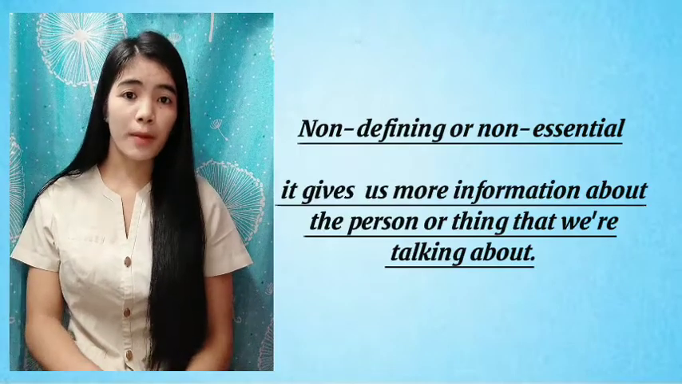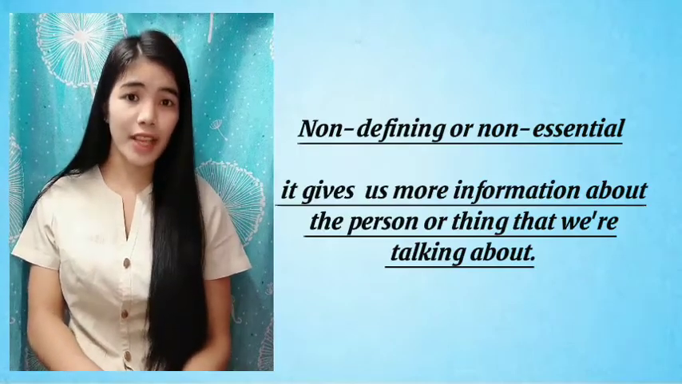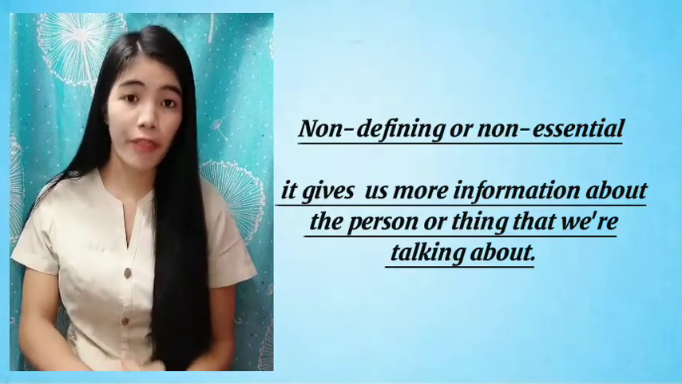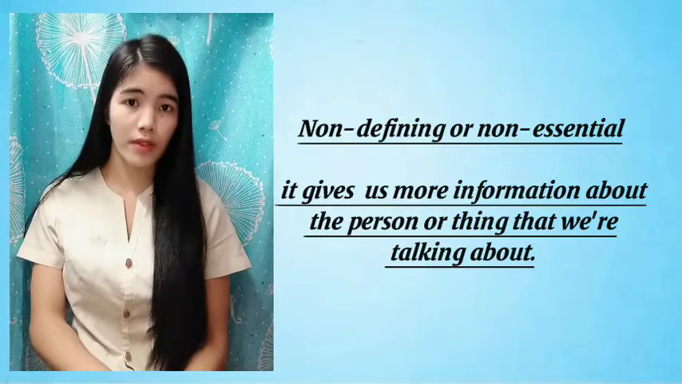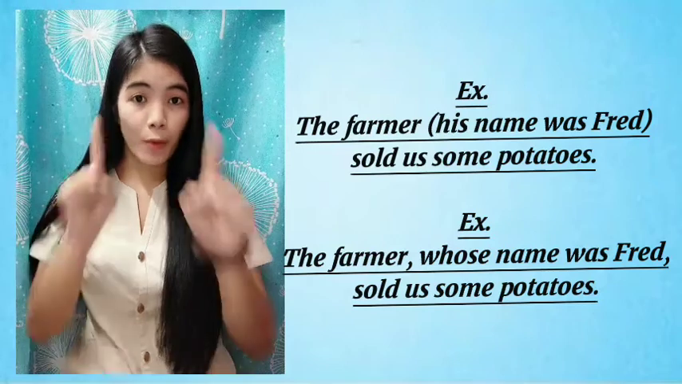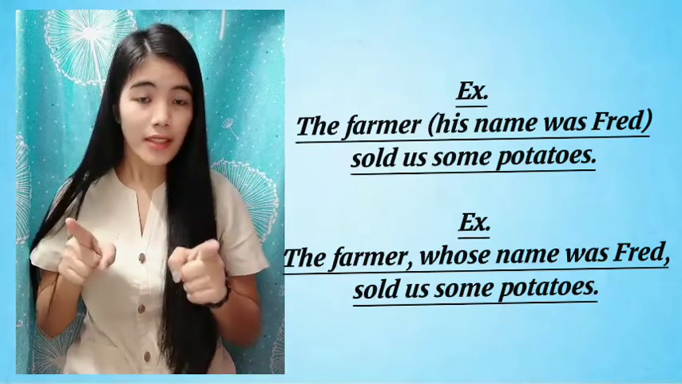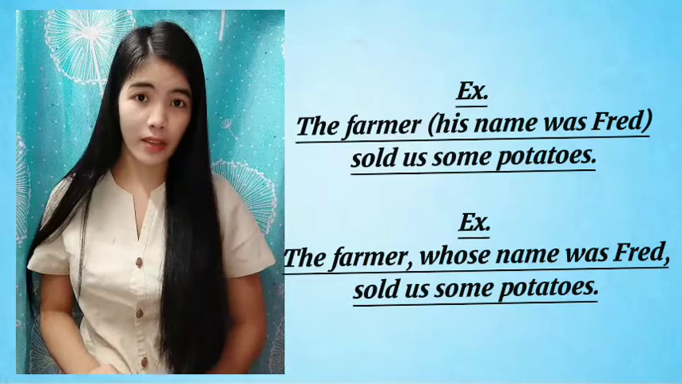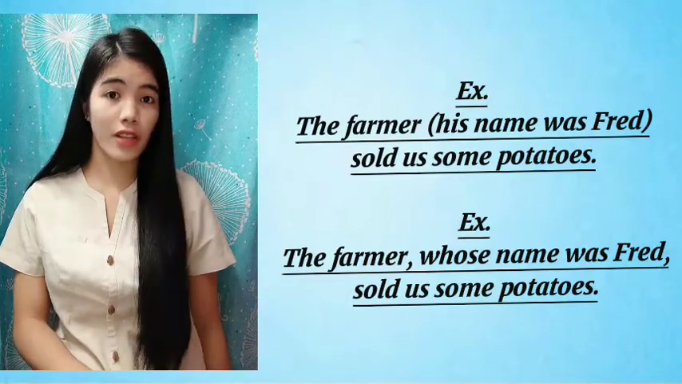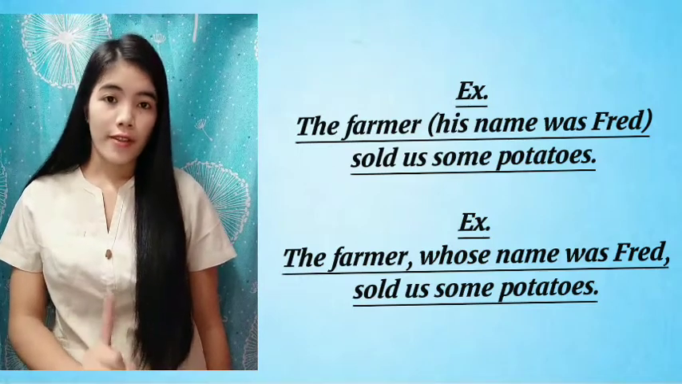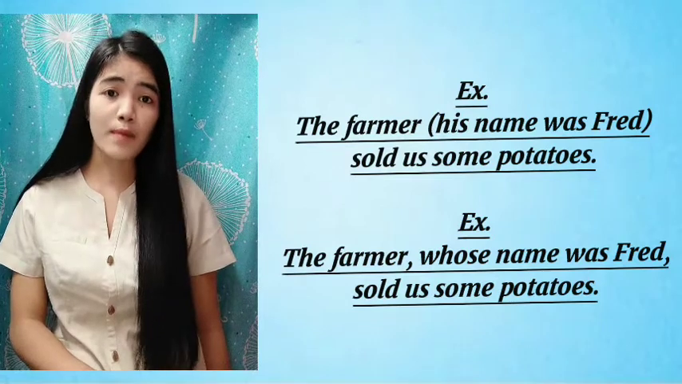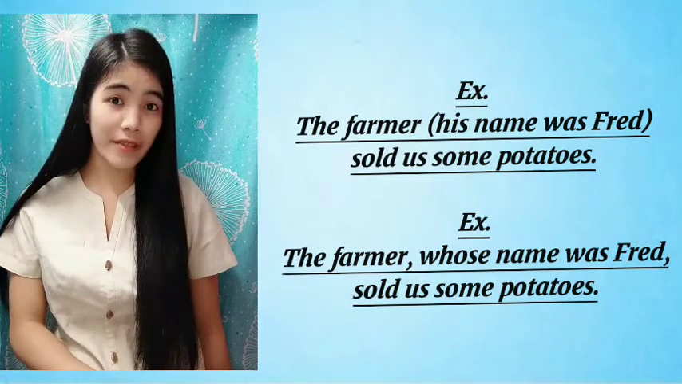And the other type is the non-defining or non-essential clause. It gives us information about a person or thing that we are talking about. For example: the farmer, his name was Fred, with brackets, sold us some potatoes. And an example of a non-defining or non-essential clause is: the farmer, whose name was Fred, sold us some potatoes. So have you seen the difference?